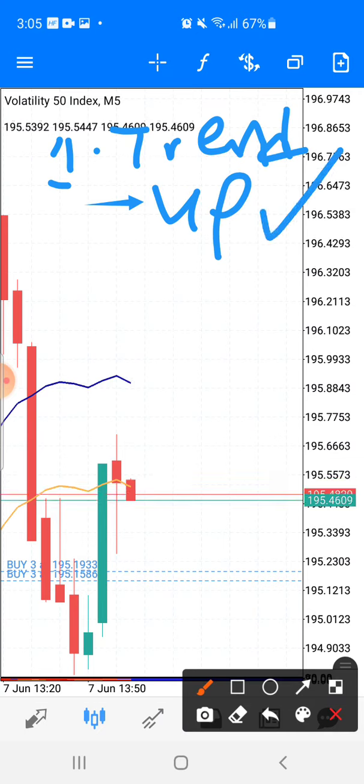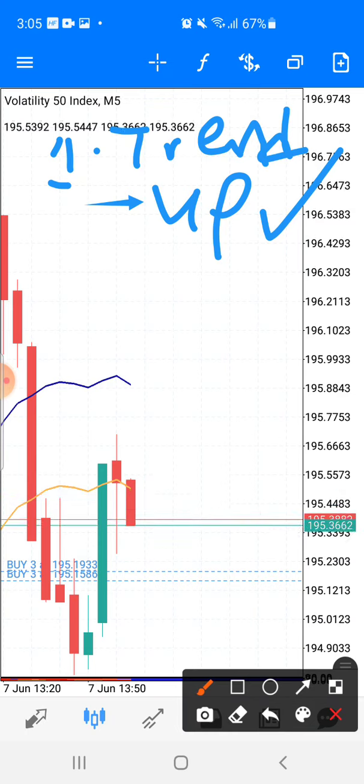Number two is you have to check our envelope. Okay, you have to check our envelope and our moving average and make sure that they are below the price for an uptrend. Okay, now that's number 2.